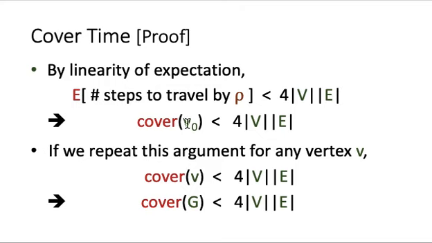So cover of V0 is less than 4 times V times E. And notice that the right hand side is independent of V0. So we can repeat this argument for any vertex V in the graph and claim that cover of V is less than 4VE. Now because cover of V is less than 4VE for every vertex, the cover of G, the worst case, is also less than 4VE. So this is the end of the proof.